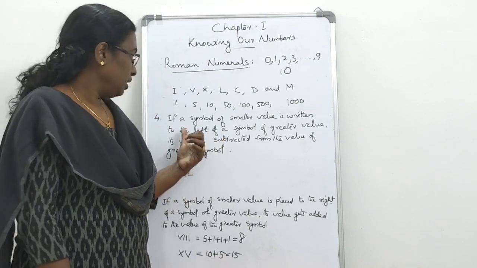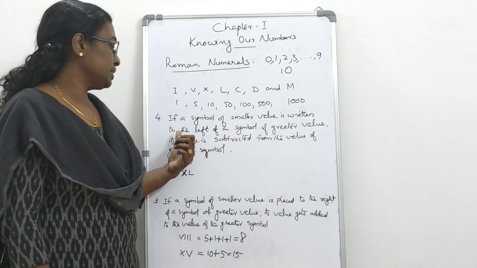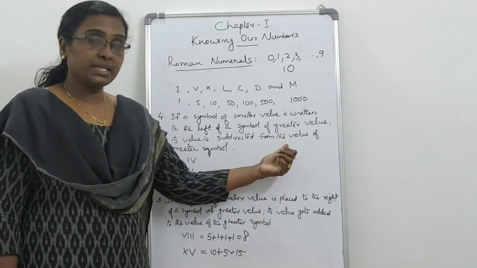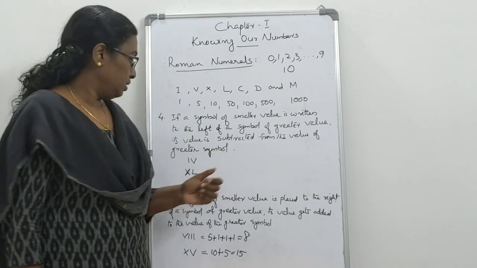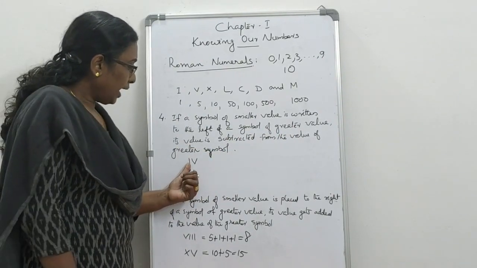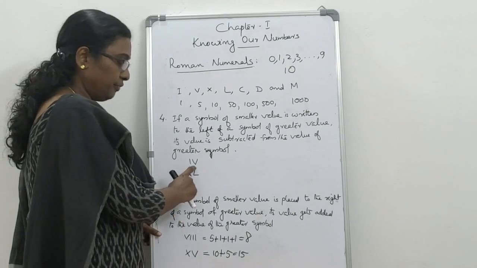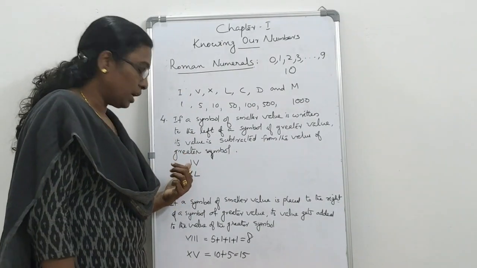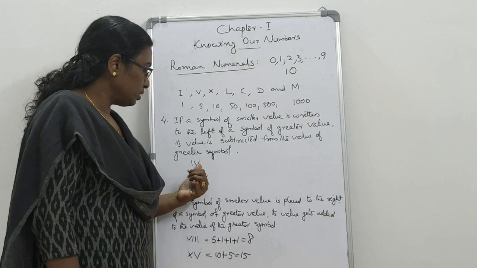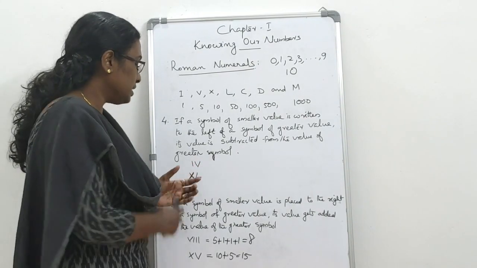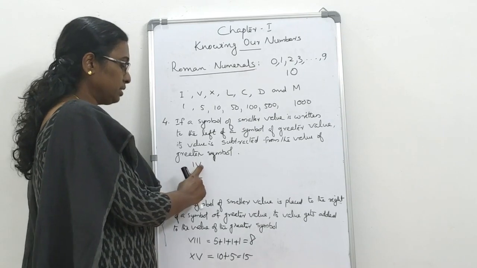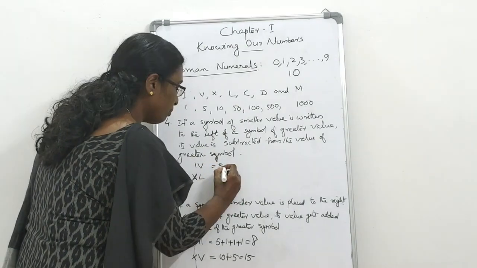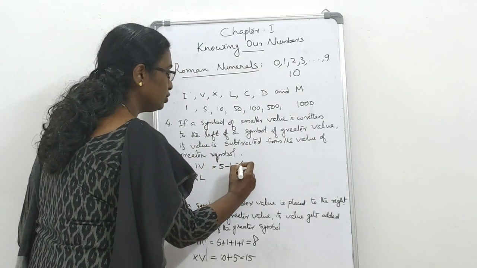The next rule is, if a symbol of a smaller value is written to the left of a symbol of greater value, its value is subtracted from the value of the greater symbol. For example, here IV. I represents 1. V represents 5. The symbol of smaller value is to the left of the symbol of greater value. In this case, we subtract the smaller value from the greater value. That is, the greater value is 5. 5 minus I which represents 1 equal to 4.